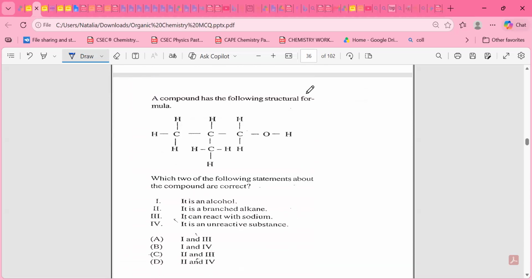A compound has the following structural formula. So we're seeing hydroxy here. Same question like we did earlier. The only difference is they turned it a little differently and they drew the hydroxy bond. What's the answer for this one? We did it already, miss. 1 and 3.